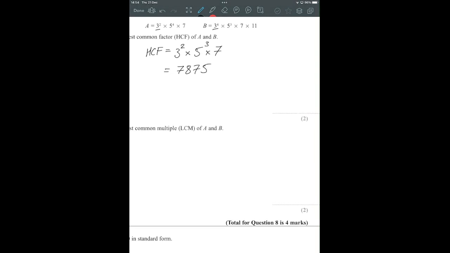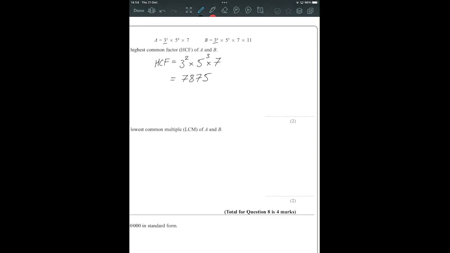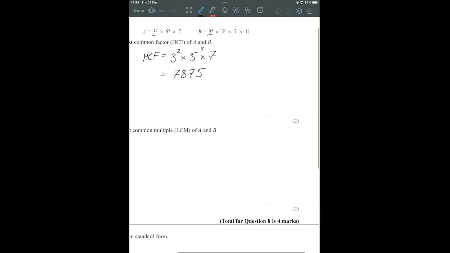Draw your 2 circles for the Venns. We now want the least common multiple, and again in this form it's really nice. The least common multiple, well, it has to be a multiple of both, so every number has to exist. Looking at the 3's this time, we have to have 3 to the power of 4, otherwise we won't be a multiple of B. But we want to be as small as possible, so that's the smallest that we could have.